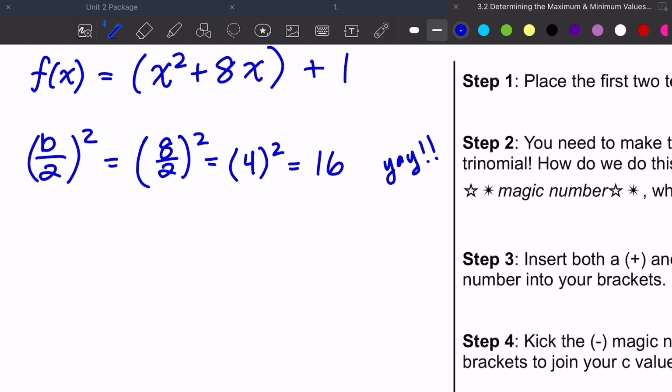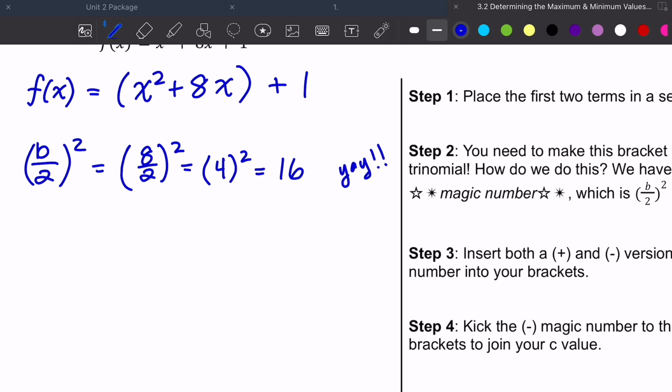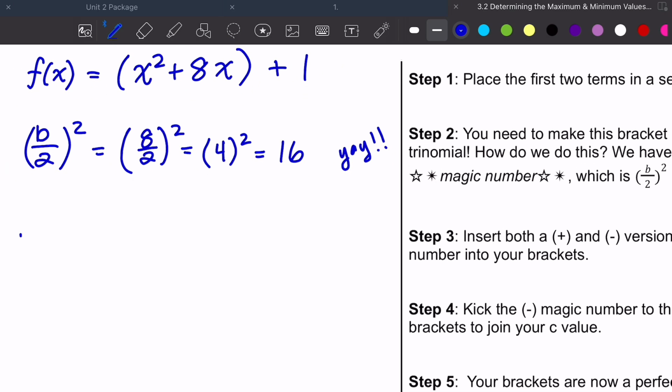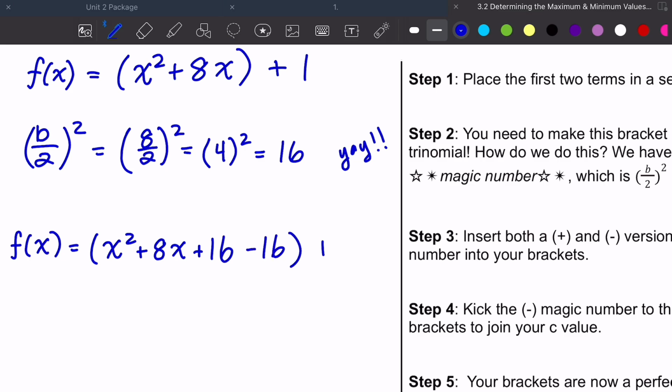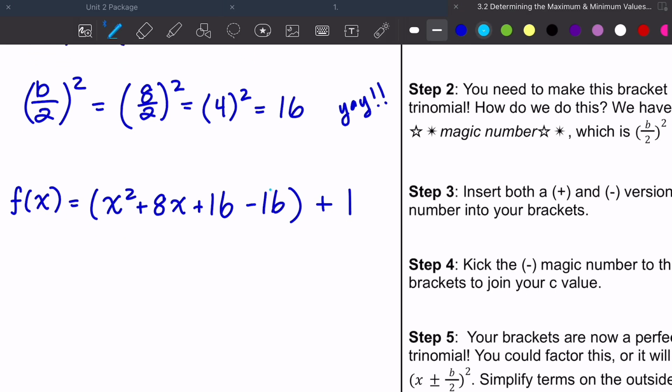Now, step 3, we're going to put a positive and minus version of this magic number into our brackets. So now it's going to look like f of x equals x squared plus 8x plus 16 minus 16 plus 1. The negative one, we always give it the boot. We kick it out of the brackets. We do not want it staying with the other terms. We want it to all be positive. So we are going to kick it to the outside.